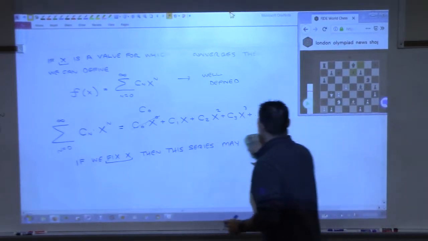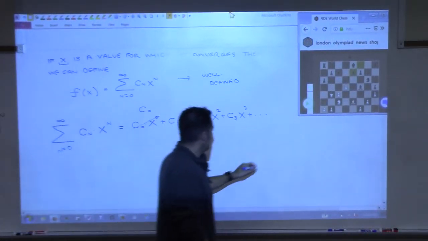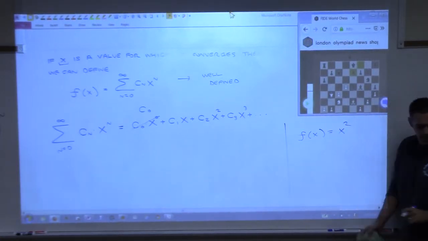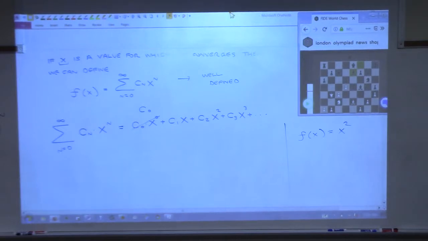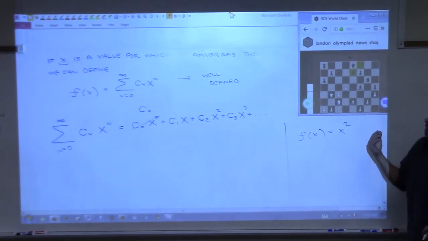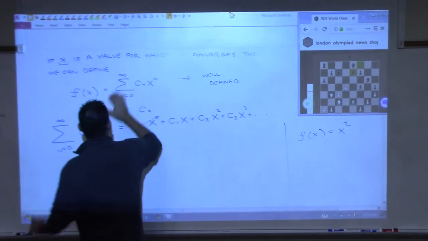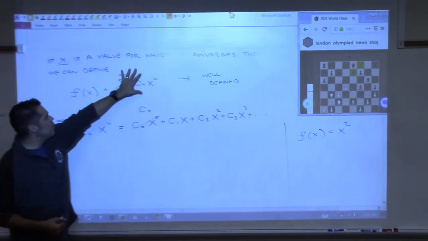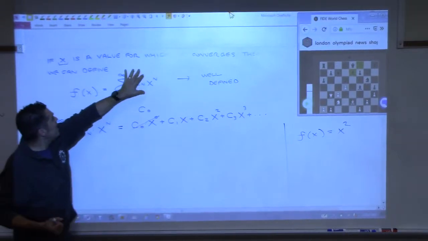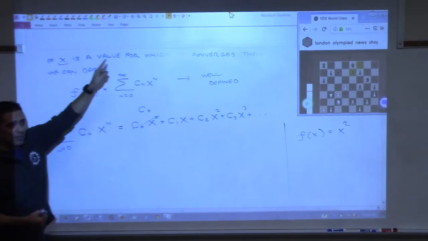Look, everyone, if I define this function right here, is this well-defined? What do I mean by well-defined? What does it mean? It means that if you give me an input, I give you an output, right? Like if you give me 0, I spit out 0. If you give me 2, I spit out 4. You give me 3, I spit out 9, right? This right here, this series makes perfect sense and will give you a numerical answer, right? If the x you're plugging in makes it converge.